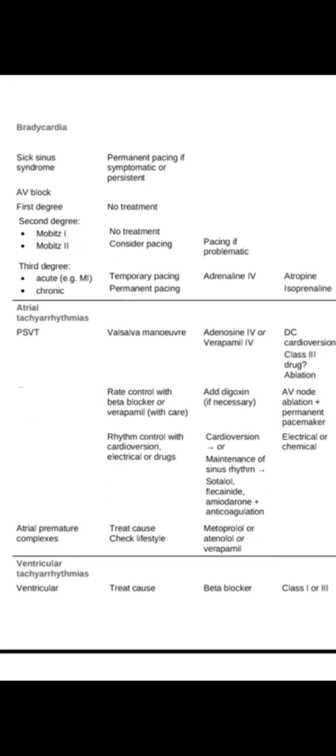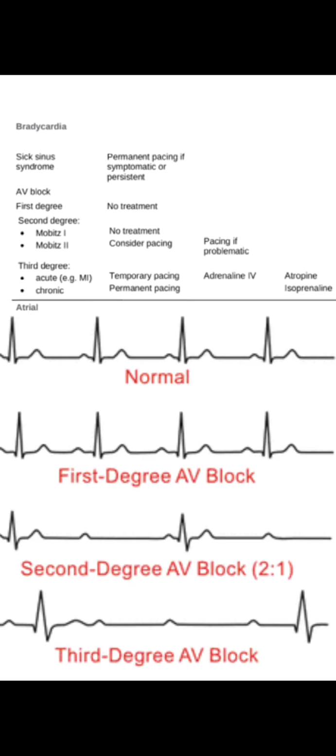Moving to the next is bradycardia. If the patient has sick sinus syndrome, we have to give him a permanent pacemaker. If the patient has AV block, we have to further divide it into first degree, second degree or third degree AV block. In first degree AV block, no treatment is required, as there is a gradual prolonging of the PR interval. In second degree, it is further divided into Mobitz type 1 and Mobitz type 2. In Mobitz type 1, there is gradual prolonging of the PR interval and ultimately a beat is missed. This is known as Mobitz type 1, second degree heart block. In this, no treatment is required.